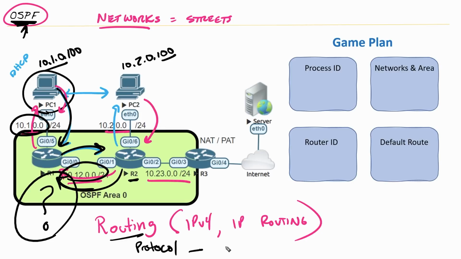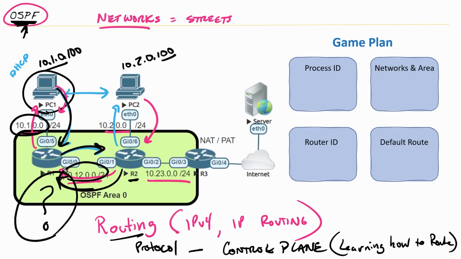That training process is referred to as the control plane. So when I think of the control plane, I think of learning how to do something. In this case, it'd be learning how to route. And then after the routers have learned how to route, then when traffic shows up and they start forwarding customers' traffic through the network, that's referred to as the data plane.